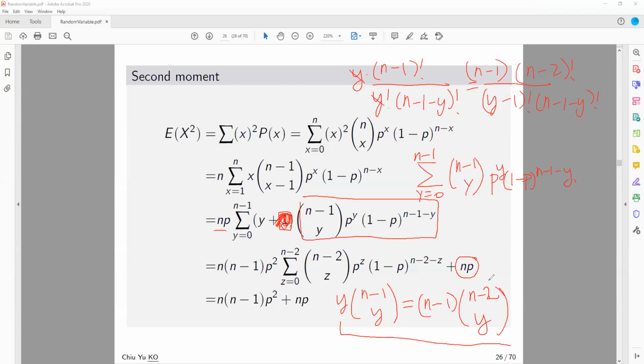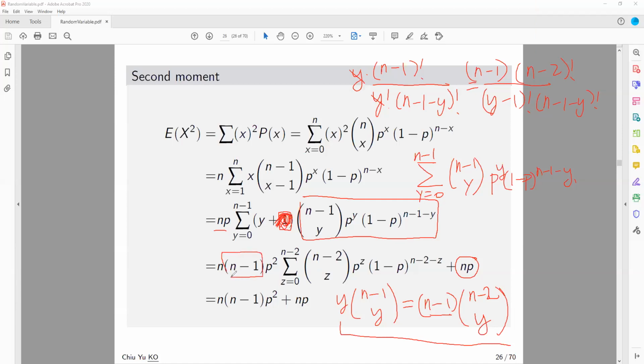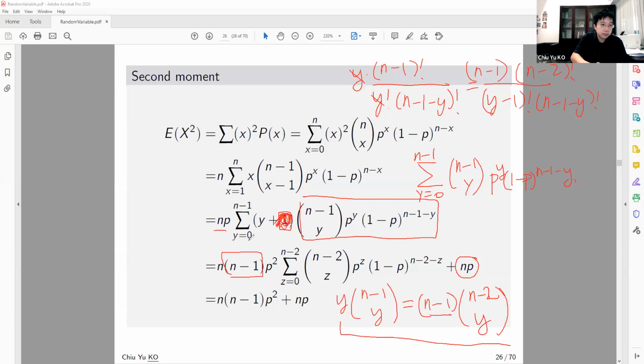So, sorry. Okay, then it's okay. Then n minus 1 is a constant, it can be taken out, that's why there is n minus 1 here. Okay, and now we will have, let's write this part.